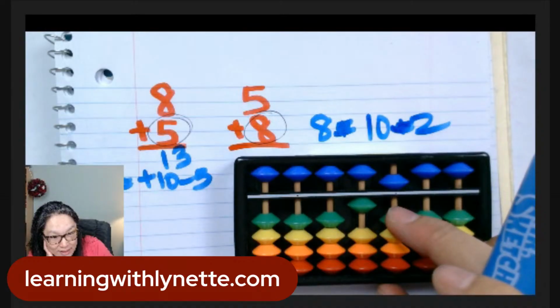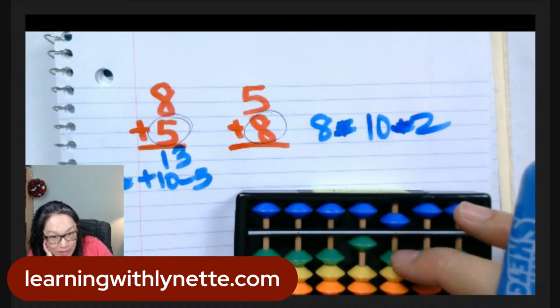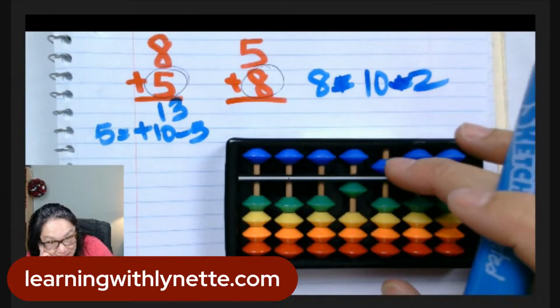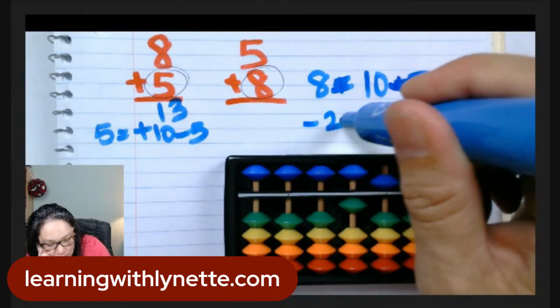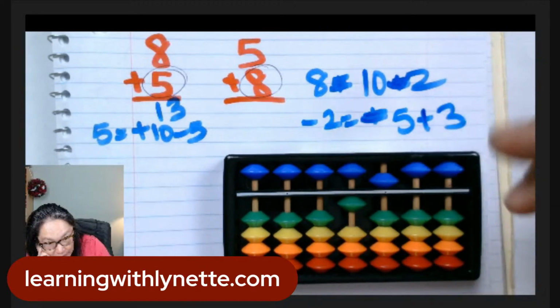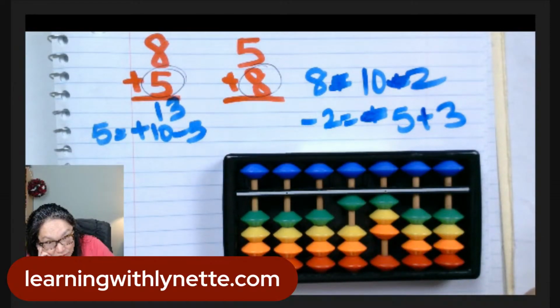Wait a minute. I cannot take away the 2. What do I do? I have to minus the 5 plus the 3. Now this is what we call a two-step equation. So I want to minus the 5 plus the 3, and my final answer is 13.